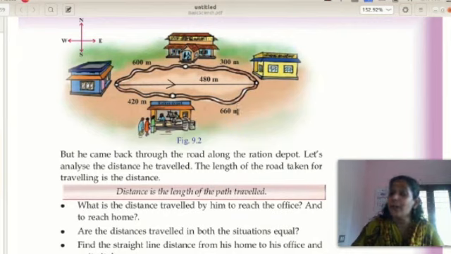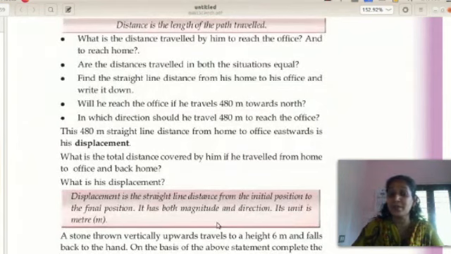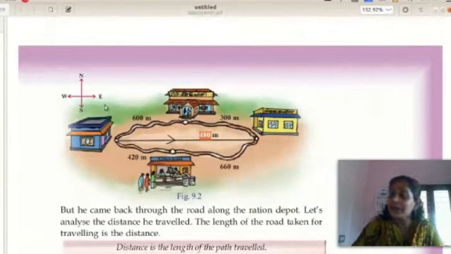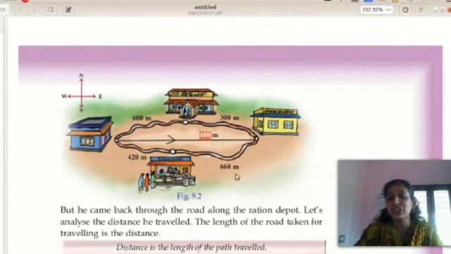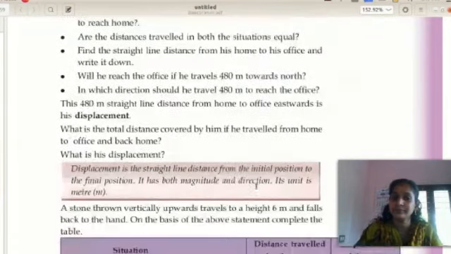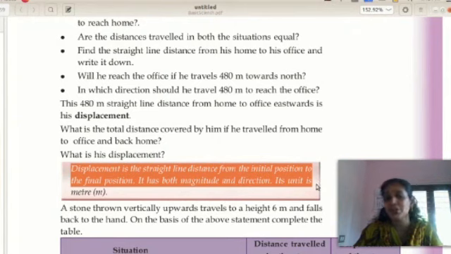It depends upon direction. It has magnitude, that is 480 meter, isn't it? It depends upon direction. If the person travels in eastwards direction, then only the displacement is equal to 480 meter. So, what is displacement? Displacement is the straight line distance from the initial position to the final position. It has both magnitude and direction.